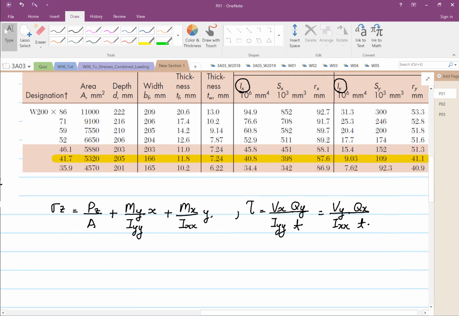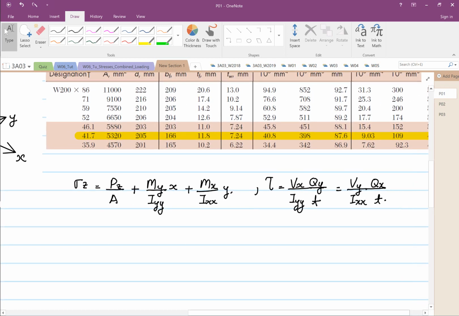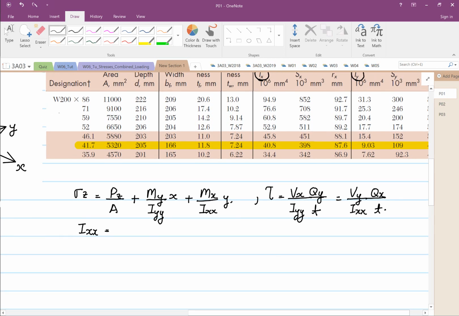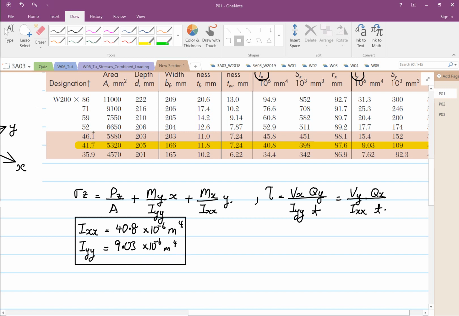Okay, so we know that Ixx is already known to us, which is equal to 40.8 times 10 to the power minus 6 meter to the power 4, and we are aware that Iyy will be equal to 9.03 times 10 to the power minus 6 meter to the power 4. So these two numbers are important. If you mix them up, your analysis will be wrong. It's critical to know when to use what.